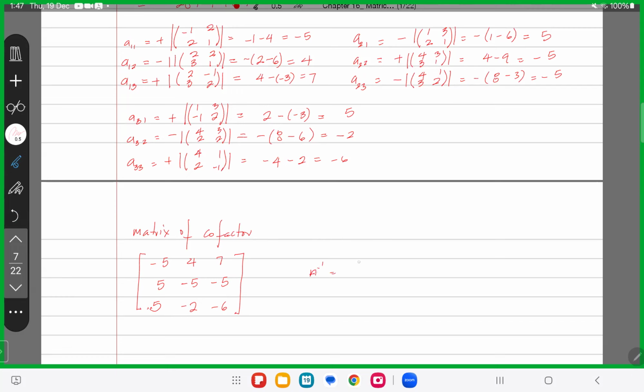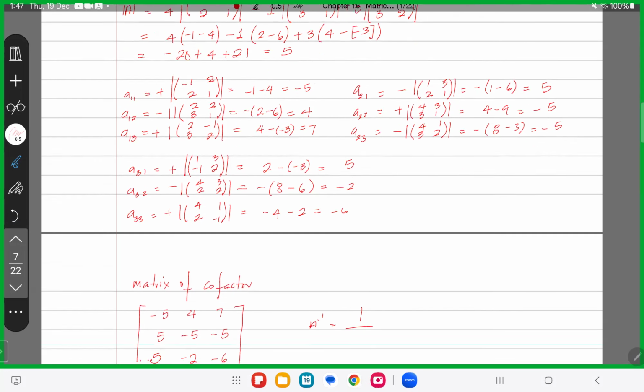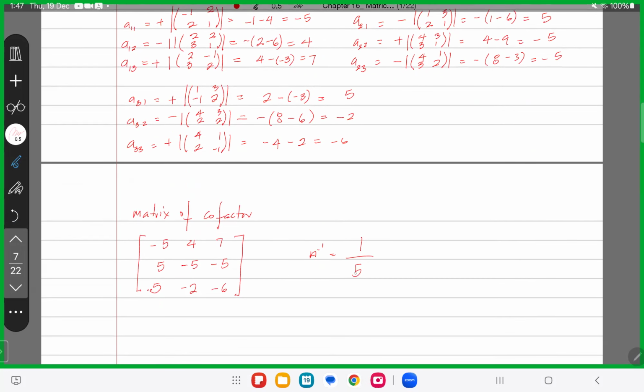It's 1 over the determinant, which is what? 5, times the adjoint matrix, which is the transpose of the matrix of cofactor: minus 5, 4, 7, 5, minus 5, minus 5, 5, minus 2, minus 6.